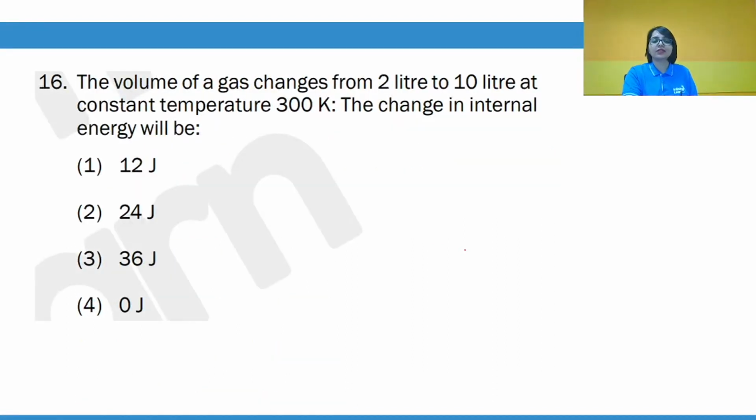The volume of a gas changes from 2 liter to 10 liter at a constant temperature. The change in internal energy will be. Change in internal energy is directly proportional to change in temperature. There is no change in temperature, so it will be 0. Correct answer is 4.